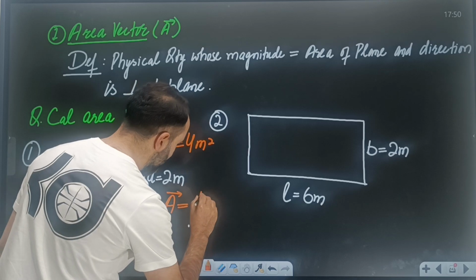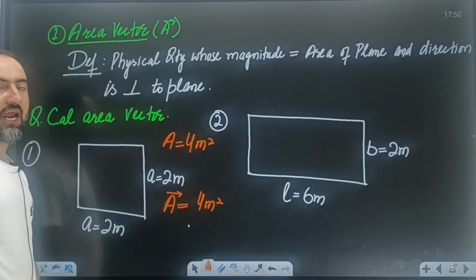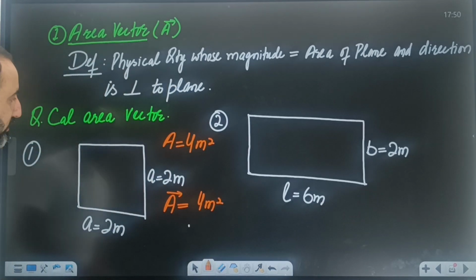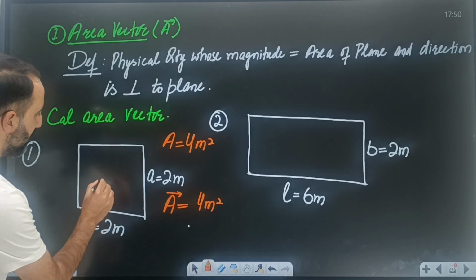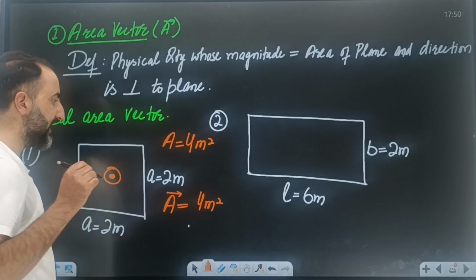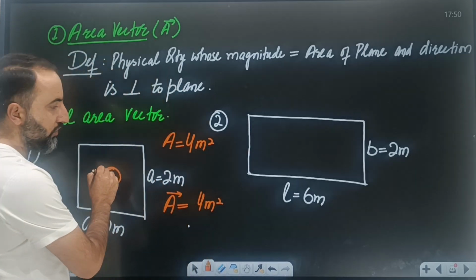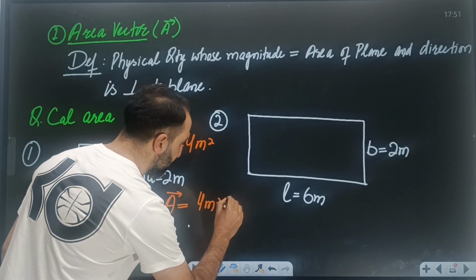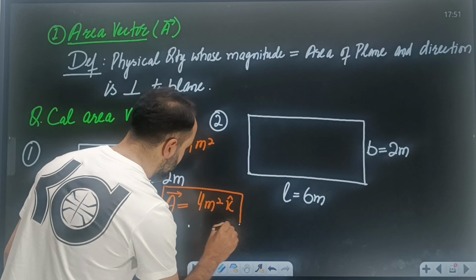Area vector is equal to 4 meter square. And this area vector is always perpendicular to the plane. So that's like this. Directed outwards means it is directed along the positive z direction. So it is here k, unit vector k. This is the area vector.